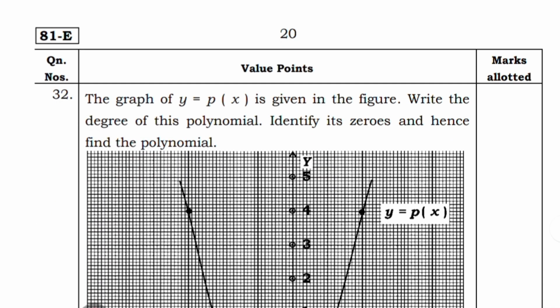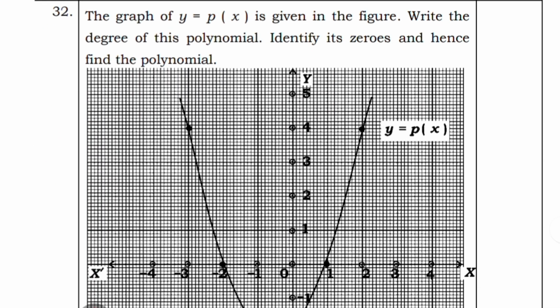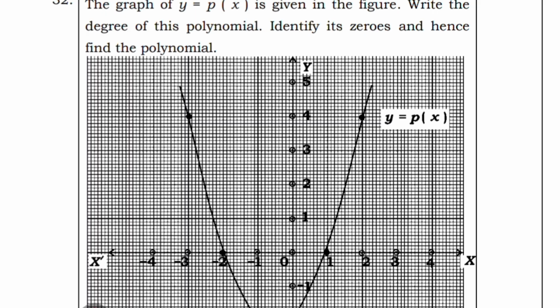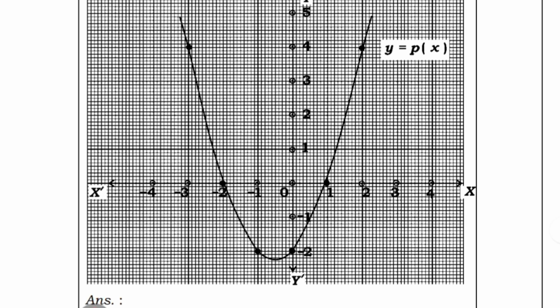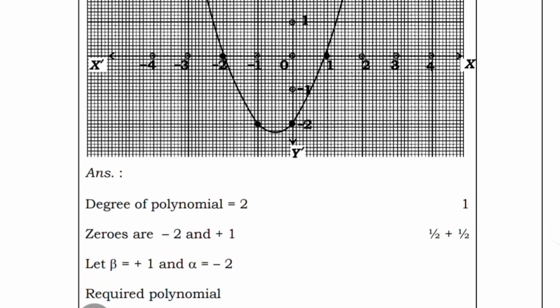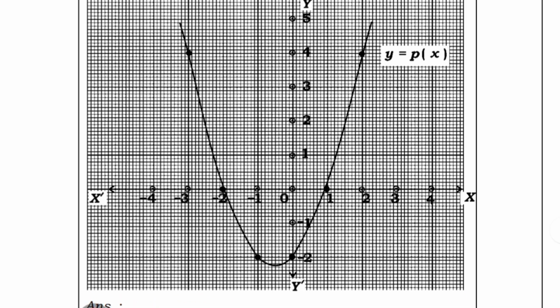Here the question is from polynomials. The graph of y equals p of x is given in the figure. Write the degree of the polynomial, identify its zeros and hence find the polynomial. Here you can find out easily by comparing the graph. Degree of the polynomial is equal to 2 because at 2 points it has touched.